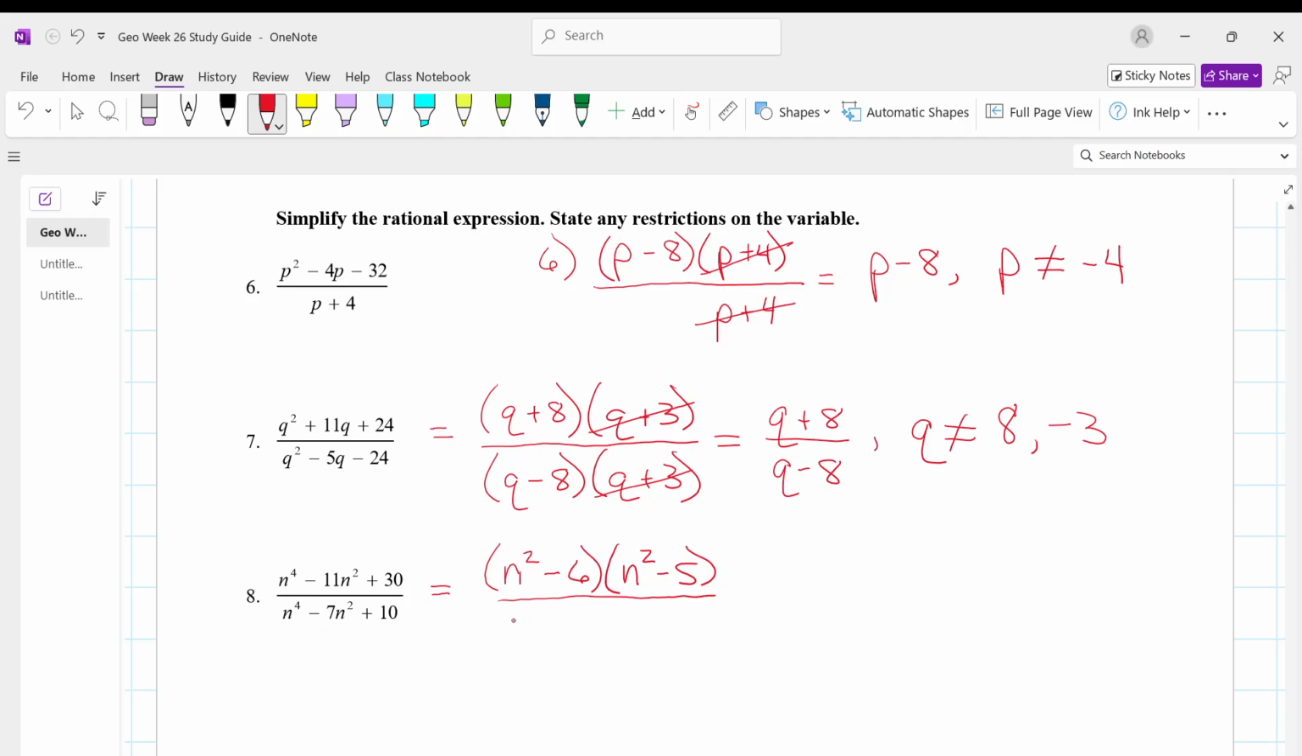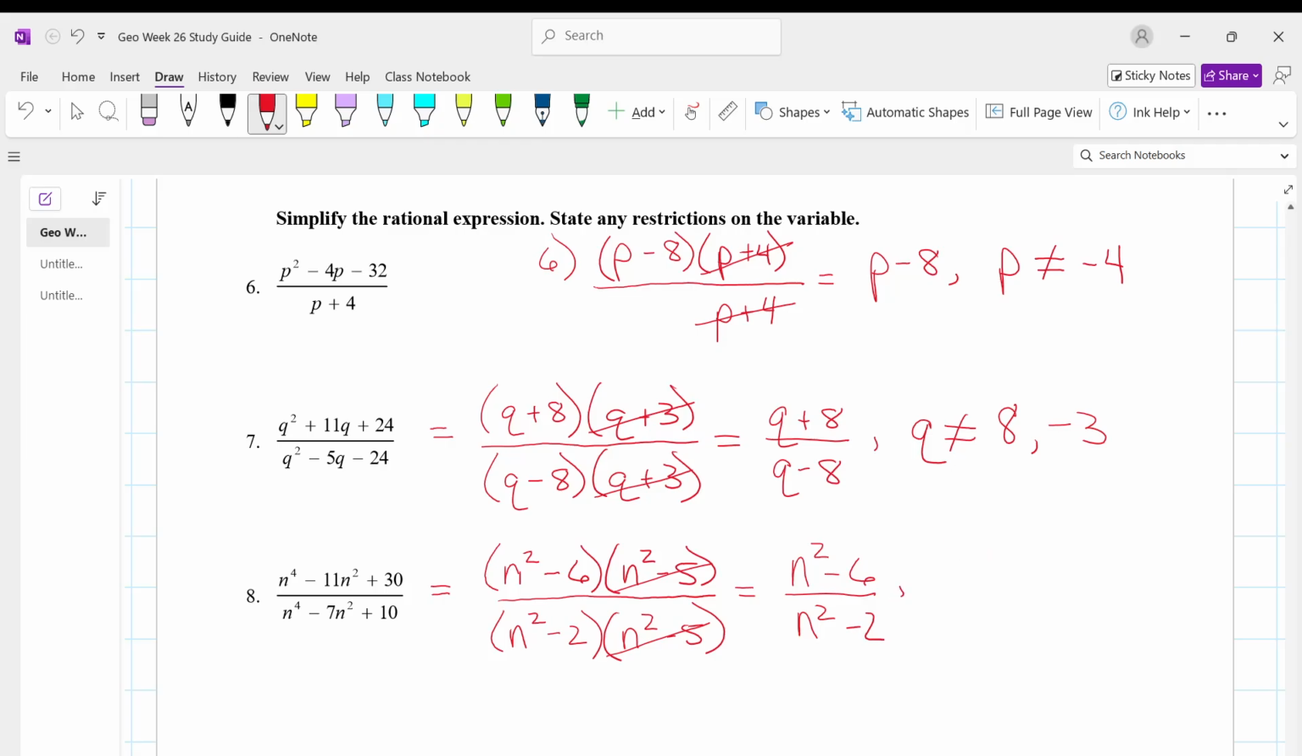And then in the denominator, we've got n squared plus something. Well, we can use negative 5 and negative 2. So n squared minus 2 times n squared minus 5. The n squared minus 5 is canceled, and we're left with n squared minus 6 over n squared minus 2.